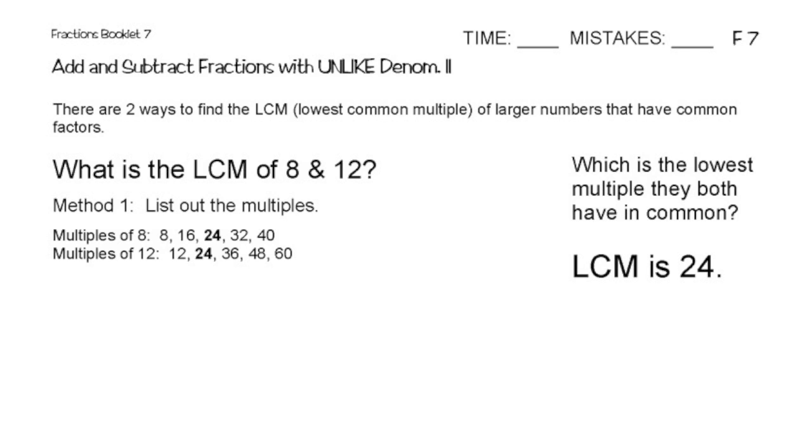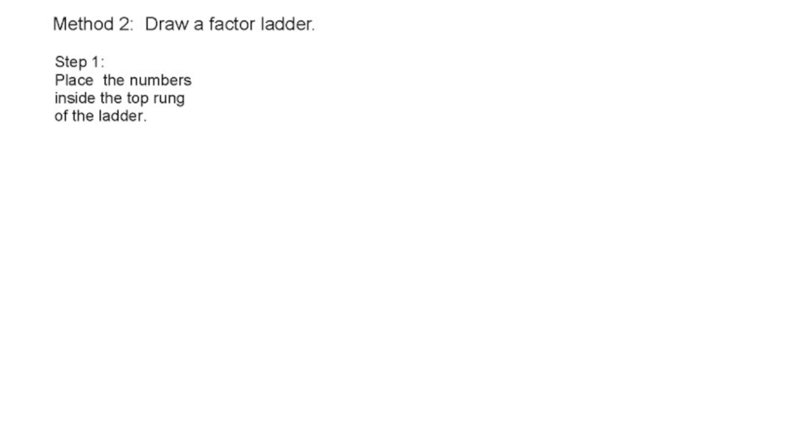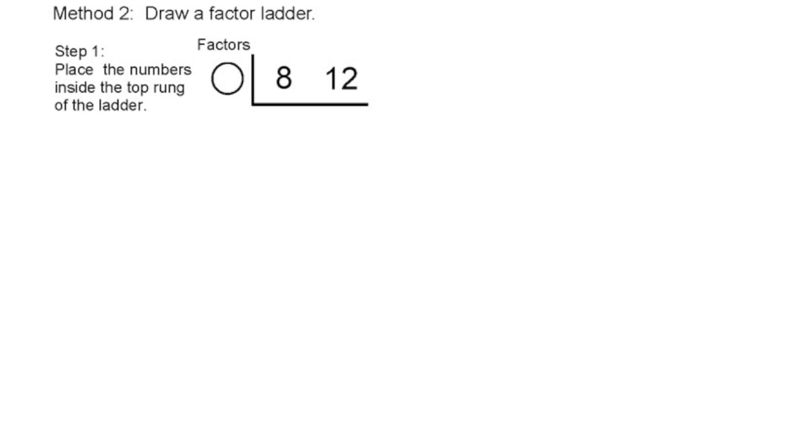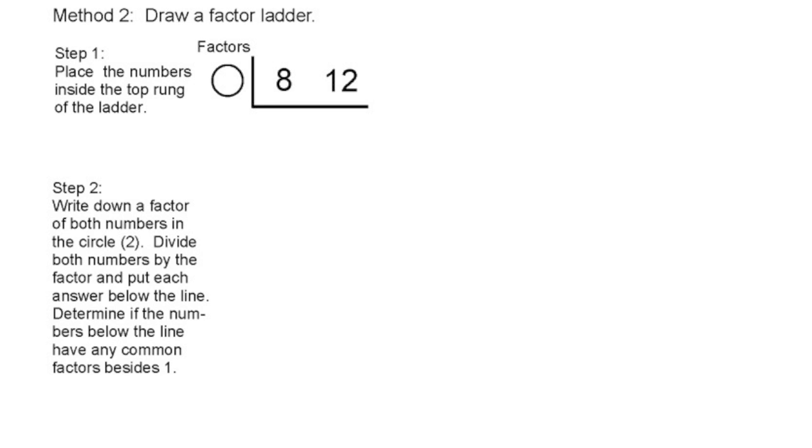But there's also a second way to go about it, and it's called the factor ladder. What you do with the factor ladder is you put the two numbers you're looking for the LCM of inside the top rung of the ladder. So I've done that here. I've made my little rung here, 8 and 12. We worked with the same type of concept with greatest common factor. So 8 and 12, I know a common factor of both numbers. In this case, let's say 2.